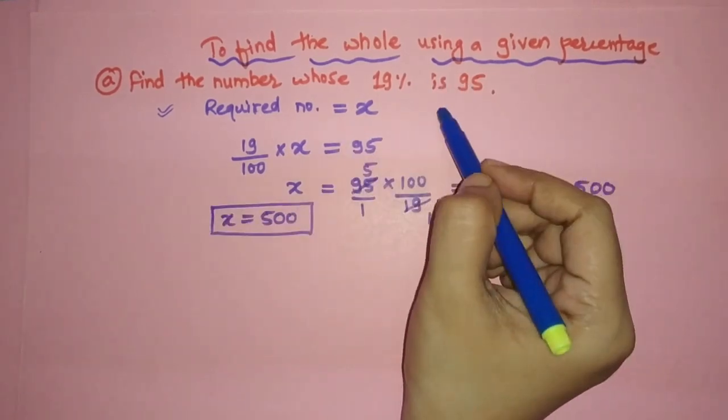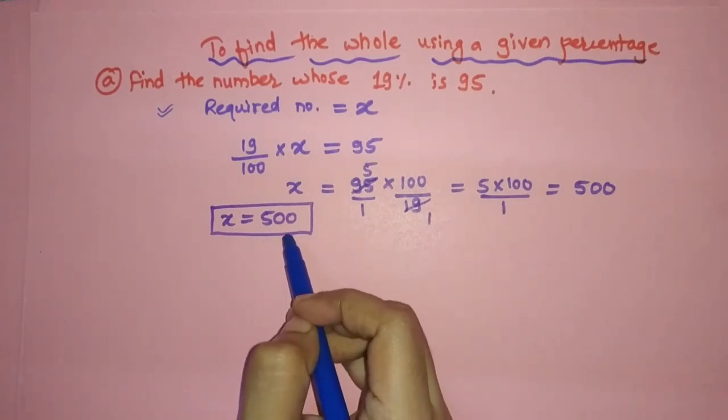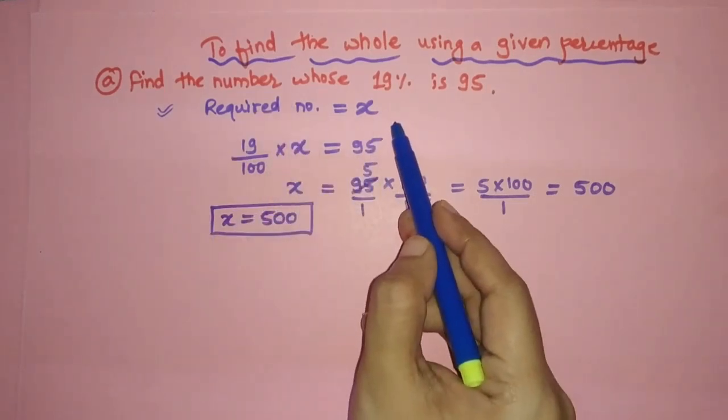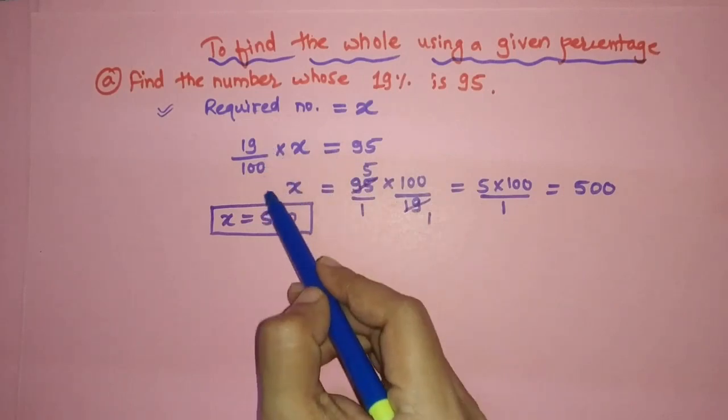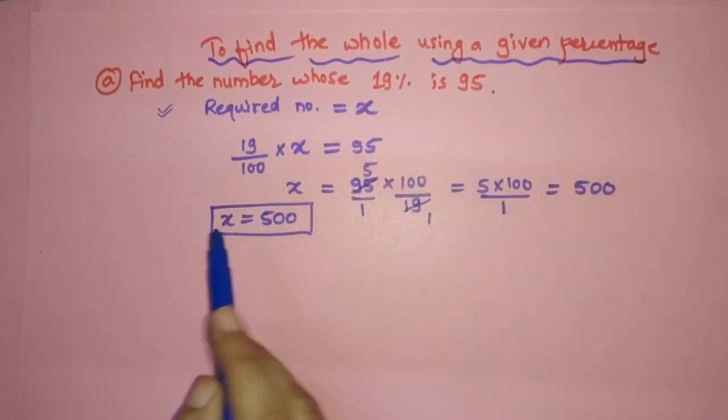First we were unknown about that whole quantity. Now we got what x is, that is 500. So here we considered the required number as x, and 19% of such required number was given to us. According to that we made an equation and we solved it.